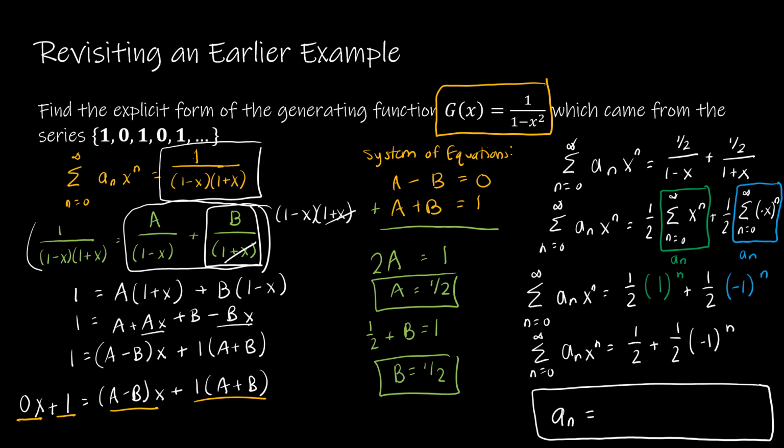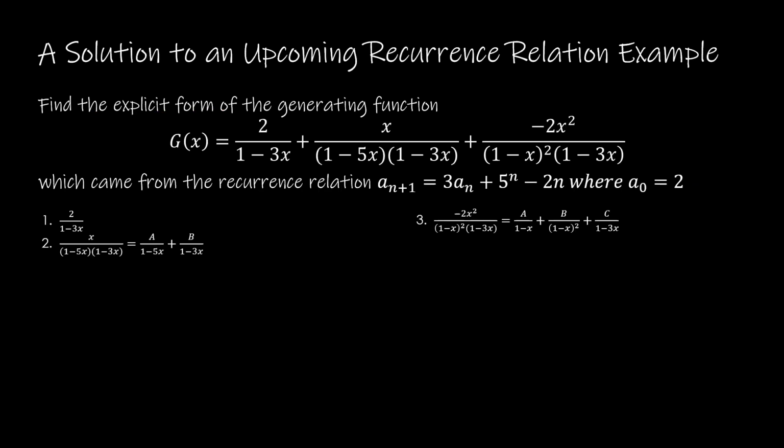So can I leave it like that? Absolutely. Do I have to leave it like that? No, I could factor out the 1/2 if I wanted to, but really I don't need to. So I'm going to say that a sub n is 1/2 plus 1/2 times negative 1 to the n. Now, of course, you can always plug in n is 0, n is 1, n is 2, and verify that you do in fact come up with these same values, but it should be pretty clear that you're going to.